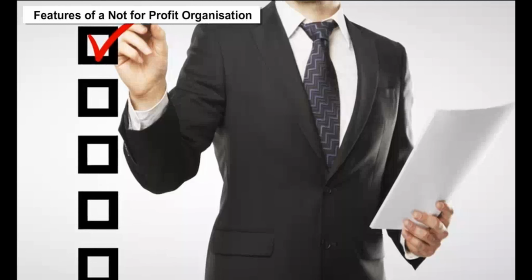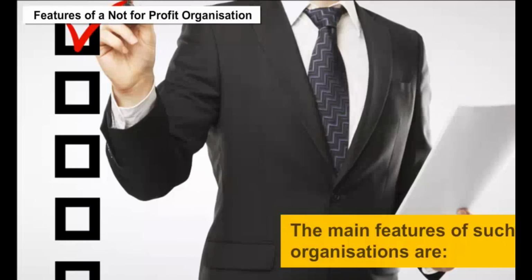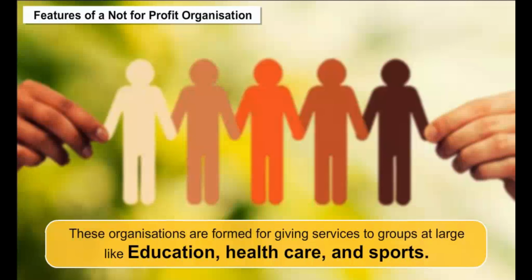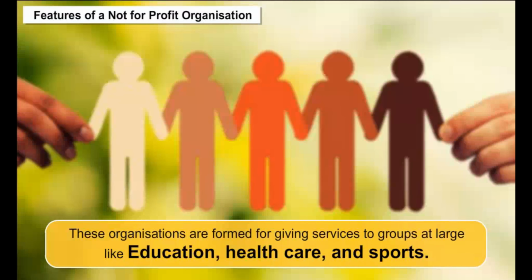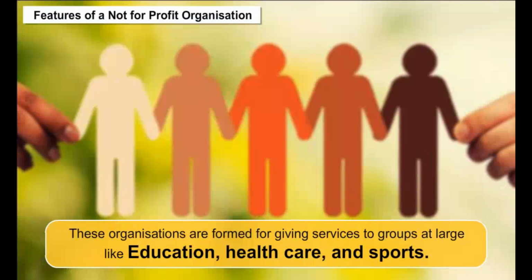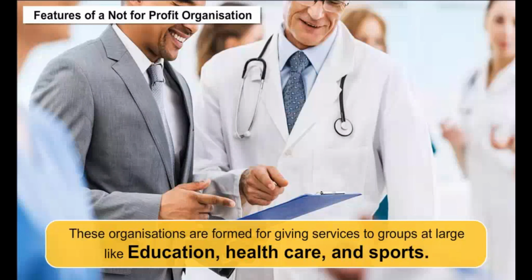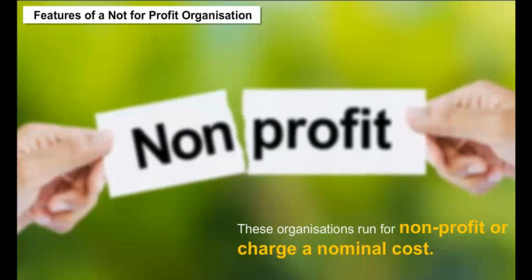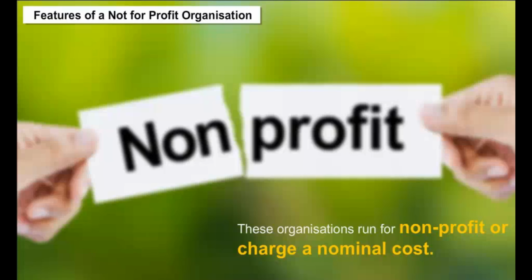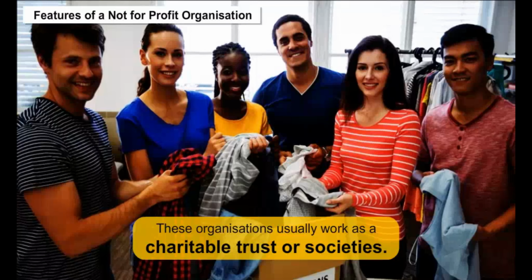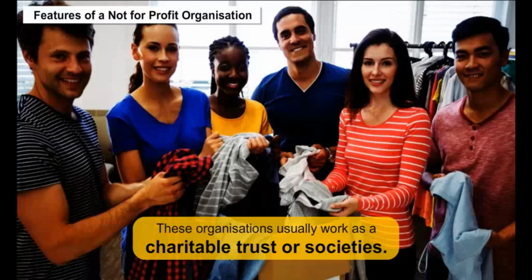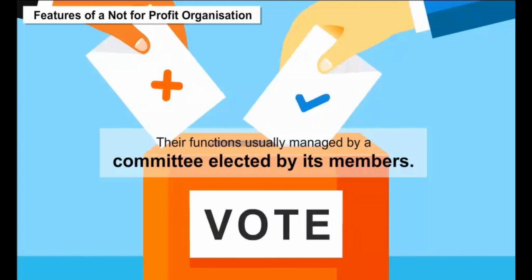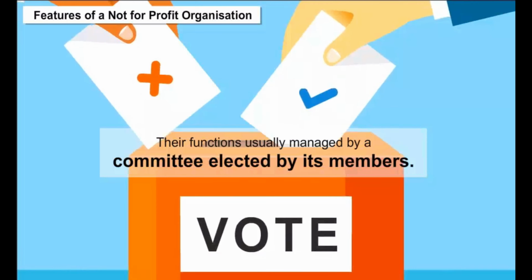Features of a not-for-profit organization. The main features of such organizations are: these organizations are formed for giving services to groups at large, like education, healthcare, and sports. These organizations run for non-profit or charge a nominal cost. These organizations usually work as a charitable trust or society. Their functions are usually managed by a committee elected by its members.